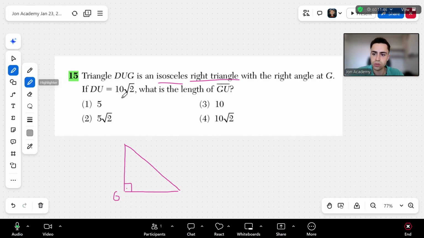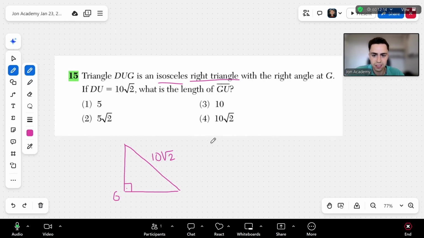And then they gave us also this length, which is DU. DU is gonna be for sure the hypotenuse, no? Because it doesn't include the G. So yeah, we could say the hypotenuse is 10 square root of 2. And now we are looking for GU, which could be any of both other cateads, because both are legs, no? Because both have the same length.